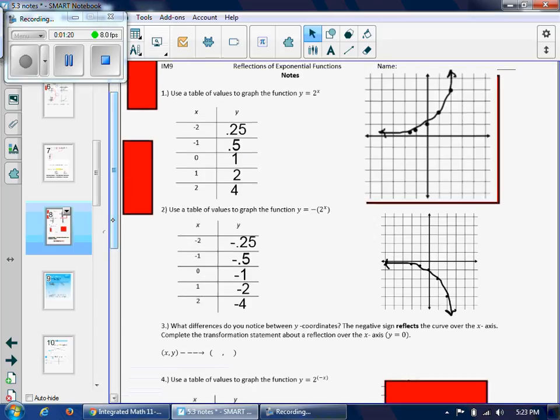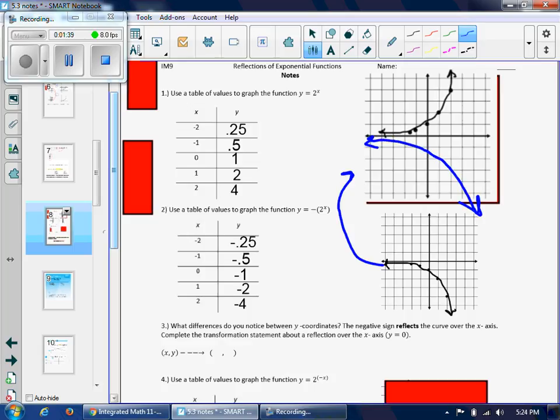What happened from the parent graph to the new graph? If I were to overlay these on top of each other, so let's say Ms. Klein sketched the second graph onto the first one. What do we notice? What's it doing? In your heads right now, I'm sure you're saying it flips. You are correct. But the appropriate way to say flip is reflection. So let's take a look.